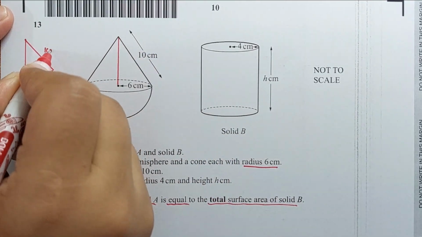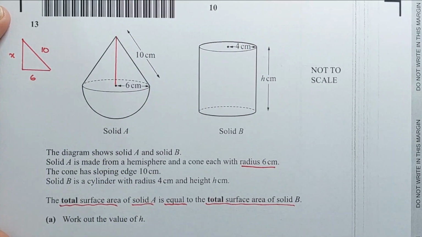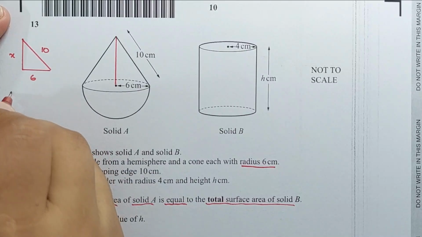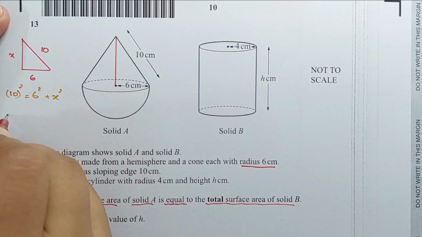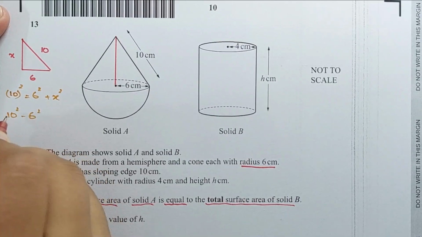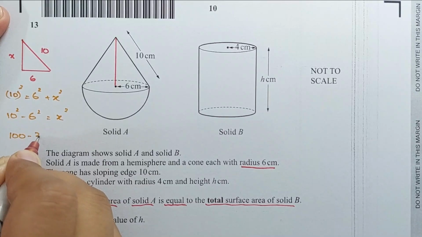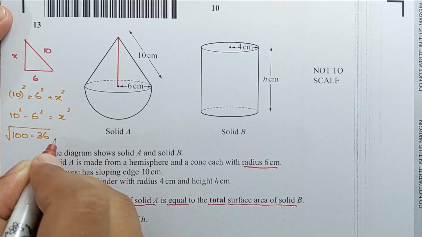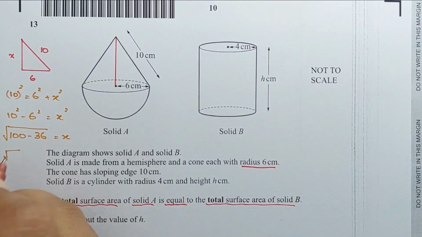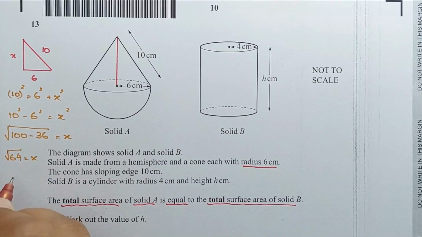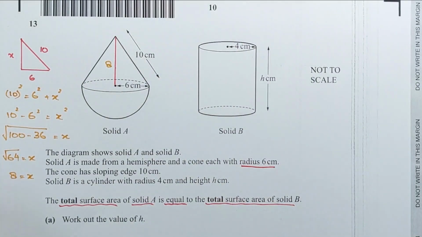So this is 10 and this is 6. What is x? We can say 10 squared equals 6 squared plus x squared. From 10 squared, take away 6 squared, and this is x squared. 10 squared is 100, take away 6 squared, which is 36. 100 take away 36 is 64. So the root of 64 is x, and that is 8. So 8 is the height of the cone.